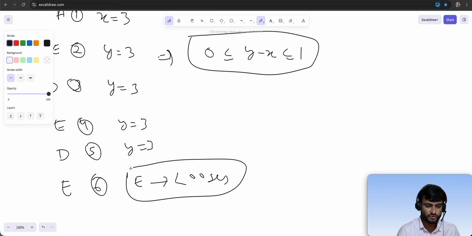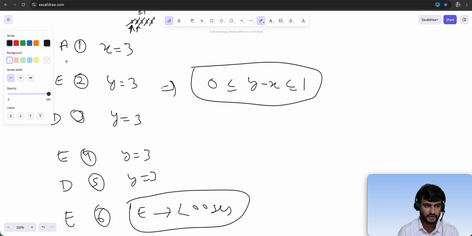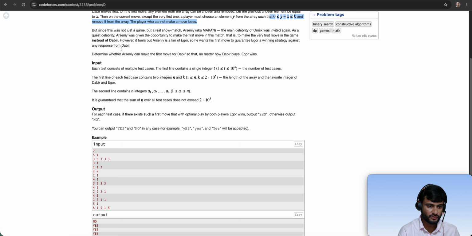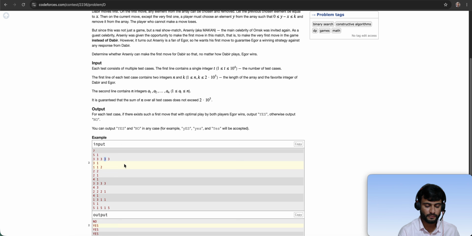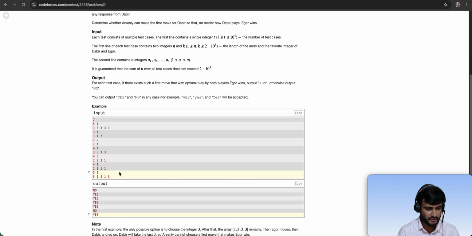So there is no strategy for Arsani to pick an integer such that Igor wins. So in this case, Igor loses, and we say no. Let's take an example of any other case. Let's take this one.